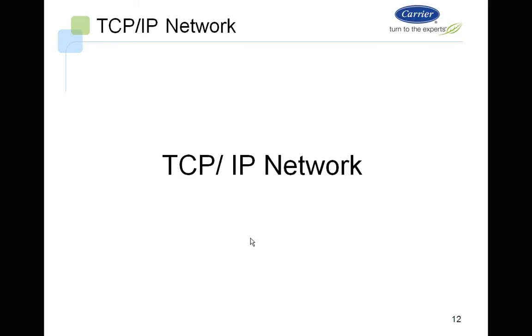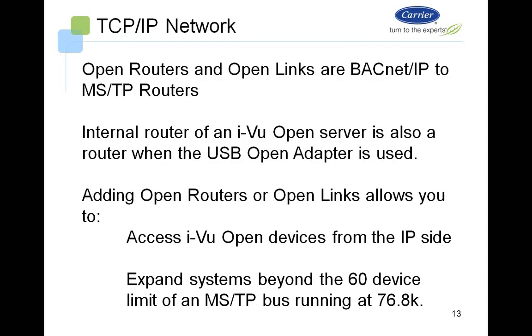Open routers and open links are BACnet IP to MSTP routers, so they're taking messages either from the IP side and routing them to the MSTP side, or messages that come from the MSTP side and routing them out onto the IP network, whether it's to get to a device that's on the IP network, or if there's another open router out there that has an MSTP network on it, it may be routing it out to the IP network in order to get it to that other IP to MSTP router to talk to an MSTP device under another router.